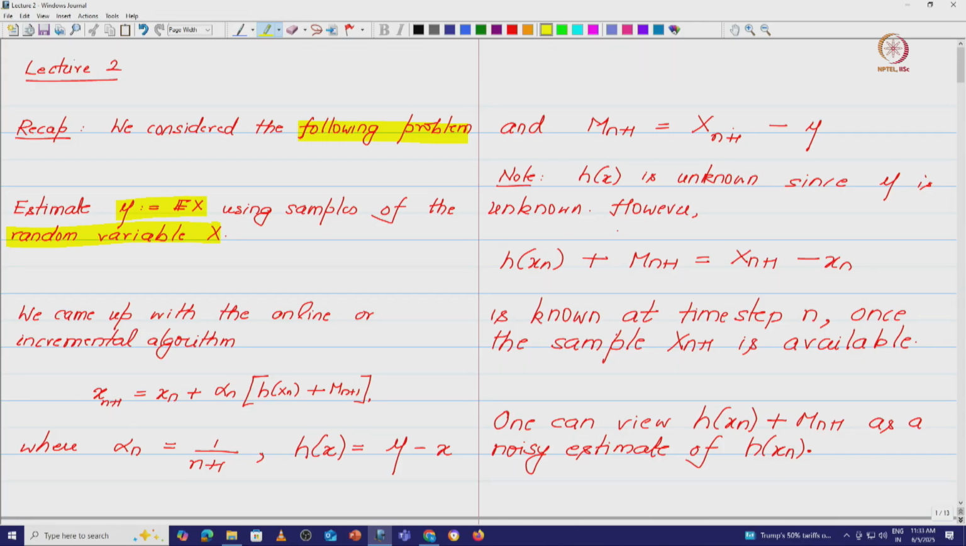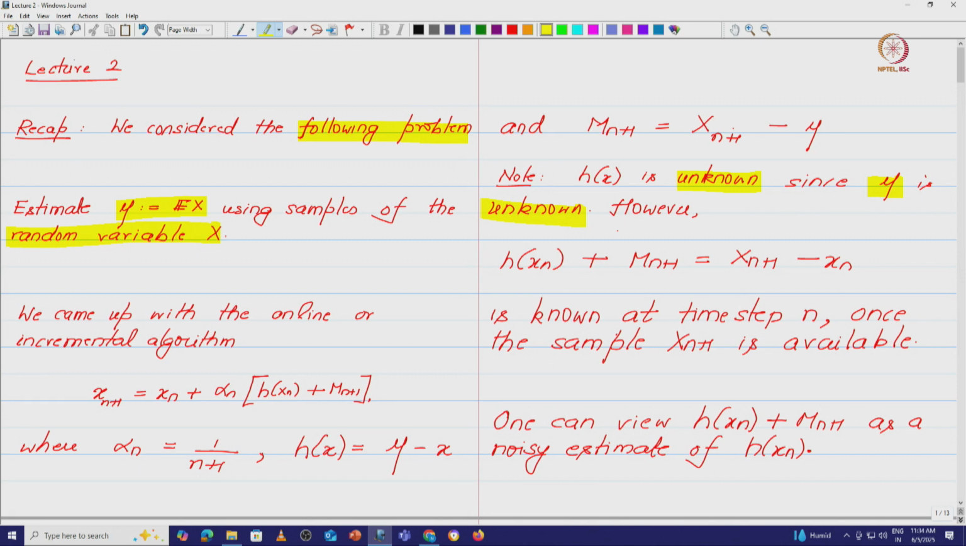h(x) equaled mu minus x, and we referred to this h function as the ideal update direction, and M_{n+1} equaled X_{n+1} minus mu, and we referred to M_{n+1} as the noise in the estimate of h(x_n). So clearly h(x) is unknown. It is unknown because mu is unknown. Recall that our goal is to actually estimate mu. So of course mu is unknown, and hence h(x) is unknown for any x.